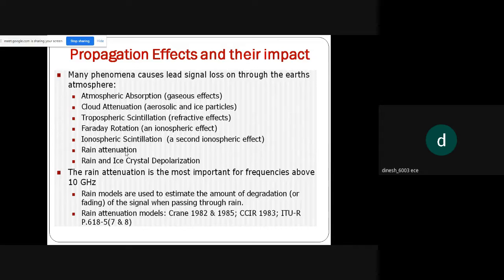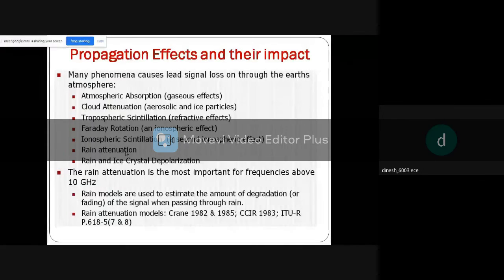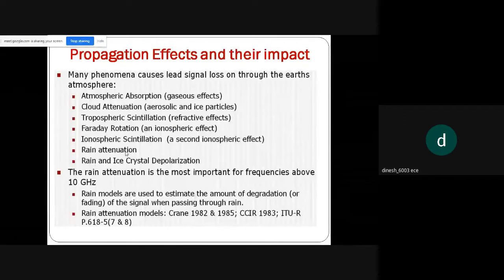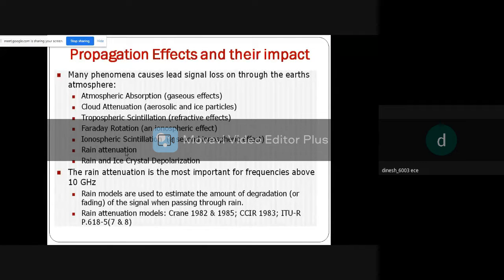So out of this, we have seen the attenuation concepts. Already you would have studied Faraday rotation in electromagnetics and microwave engineering. So we'll be concentrating on the rain attenuation, which is an unfamiliar topic for you all.